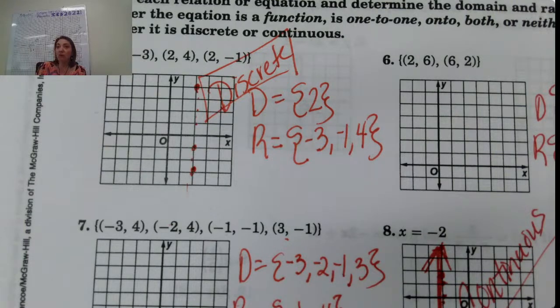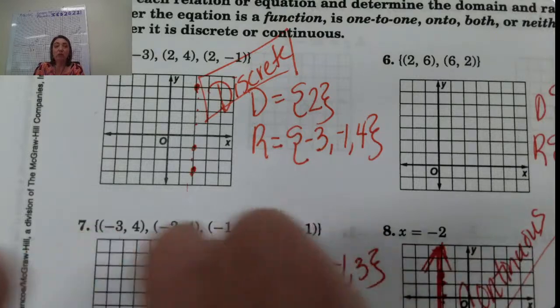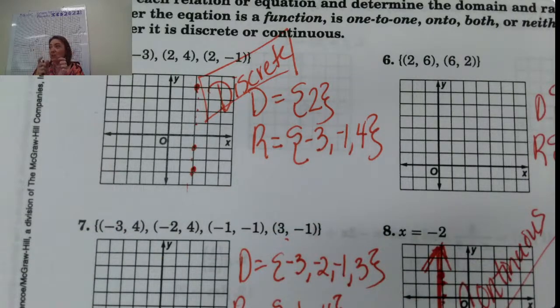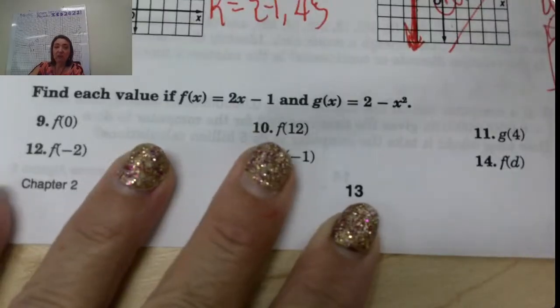Question so far? Discrete data, individual points, continuous data, it's a line. Okay? It's a line if you have an equation. It's discrete points if you have specific points that you're not connecting. All right, last piece of information.